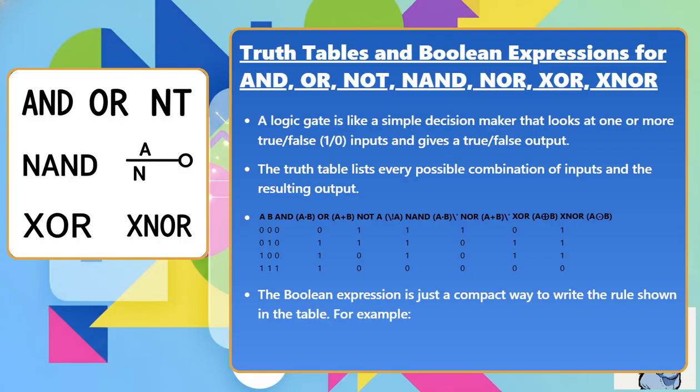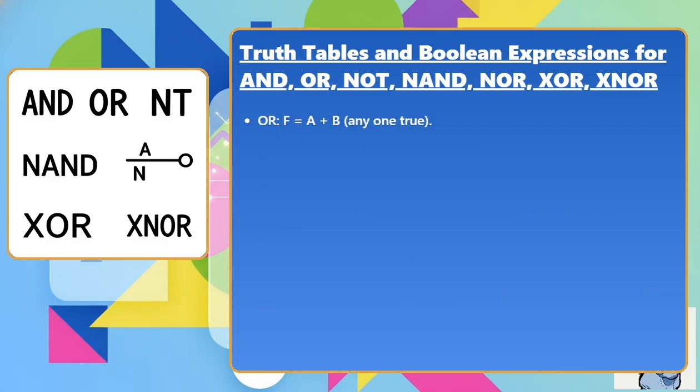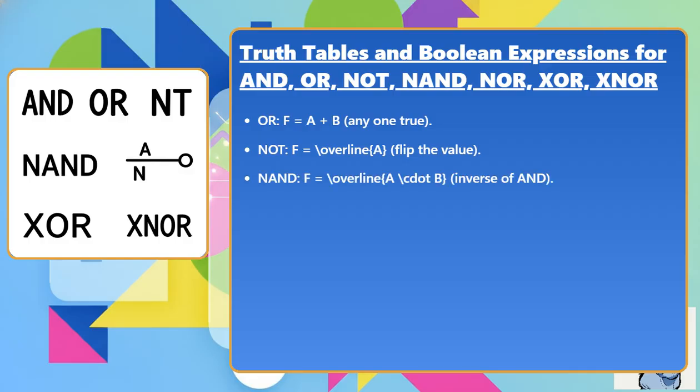The Boolean expression is just a compact way to write the rule shown in the table. For example, AND: F equals A dot B, both must be true. OR: F equals A plus B, any one true. NOT: F equals not A, flip the value. NAND: F equals not (A dot B), inverse of AND. NOR: F equals not (A plus B), inverse of OR.